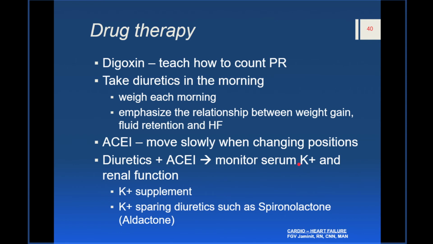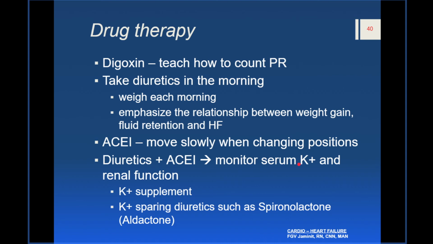For the ACE inhibitor, move slowly when changing position, since hypotension is one of the side effects of ACE inhibitors. That's why you ask the patient to change position slowly. You also educate the patient that, since it is one of the side effects, there could be a dry cough in patients on ACE inhibitors.